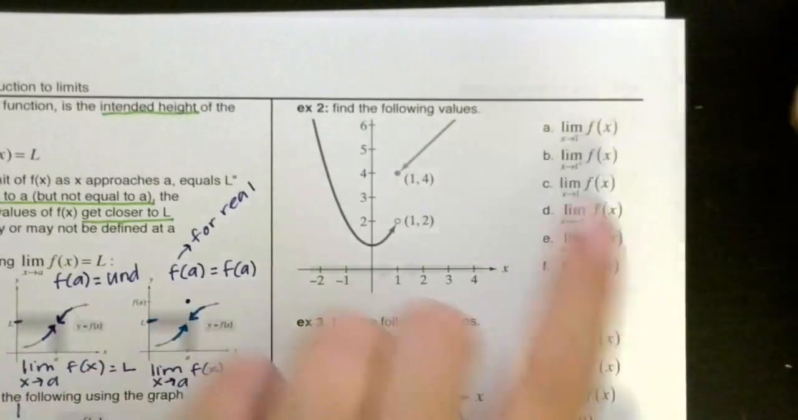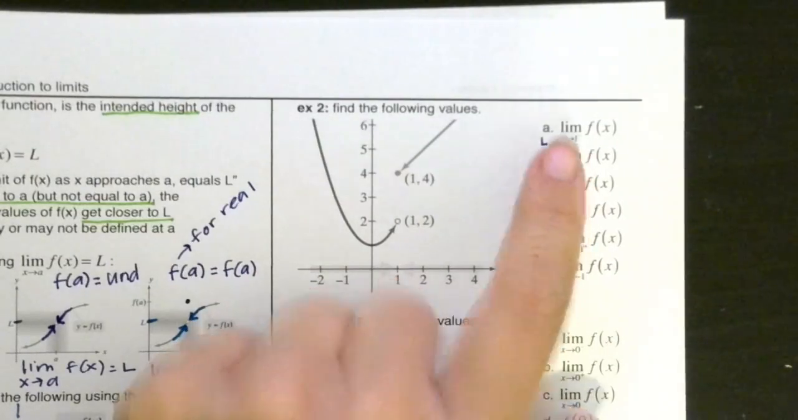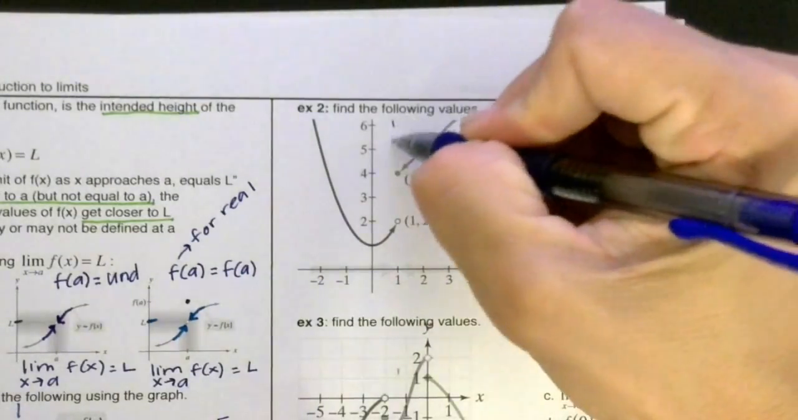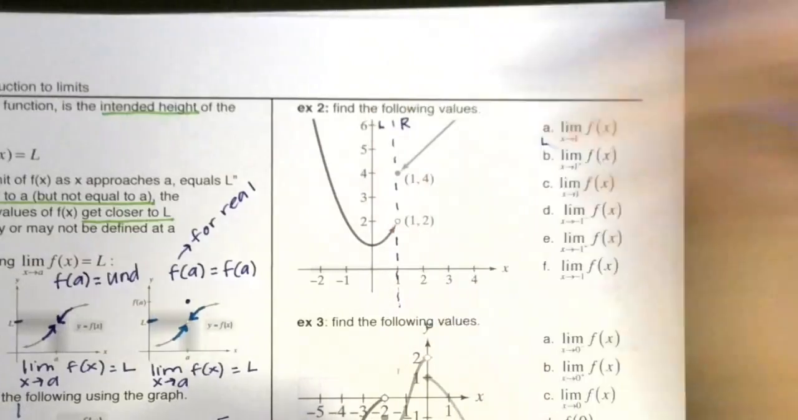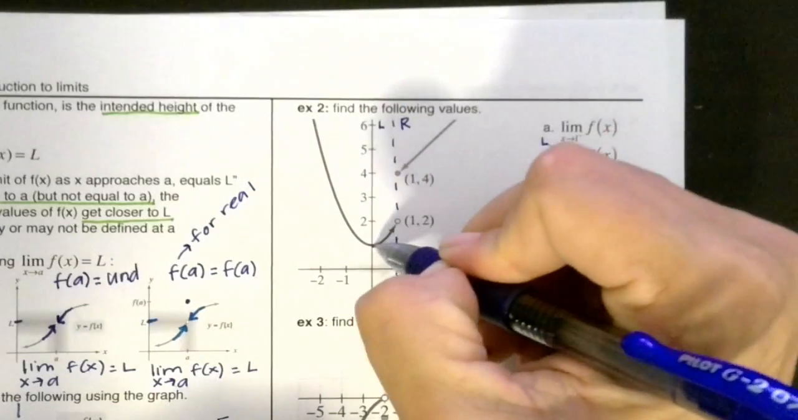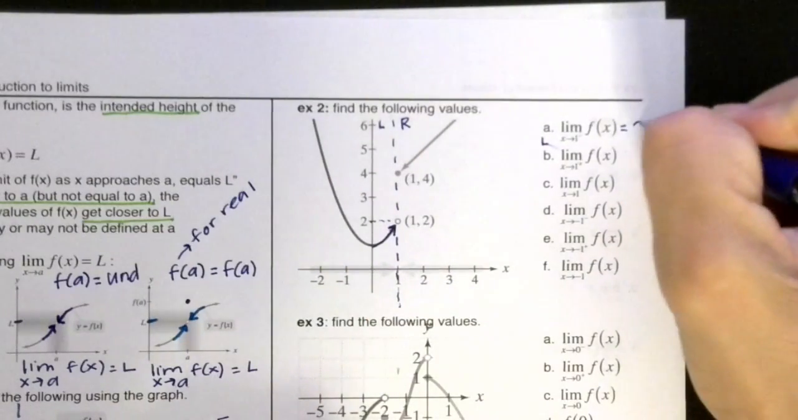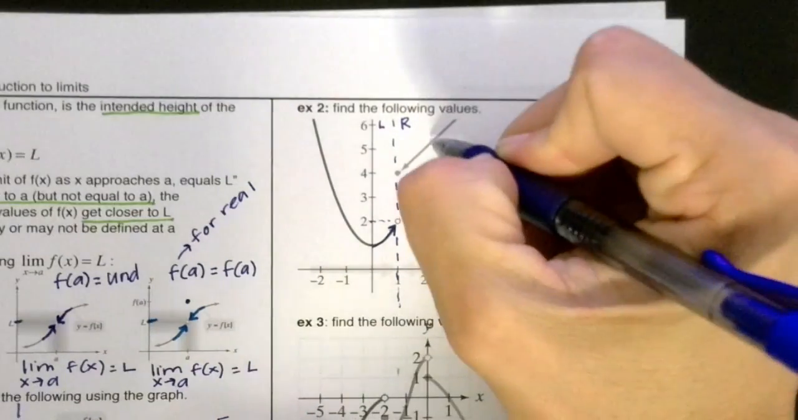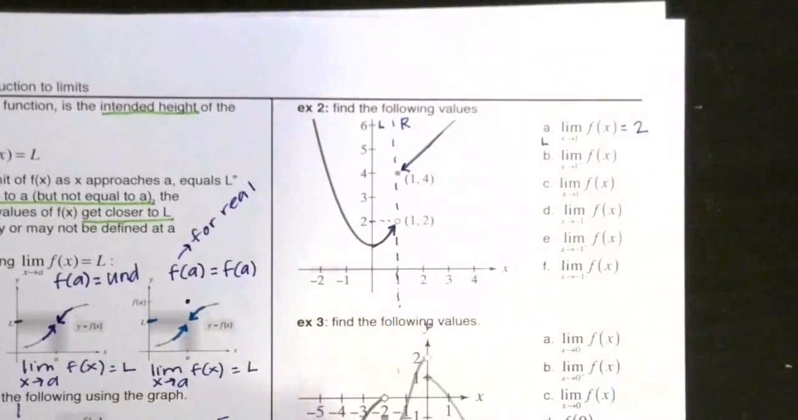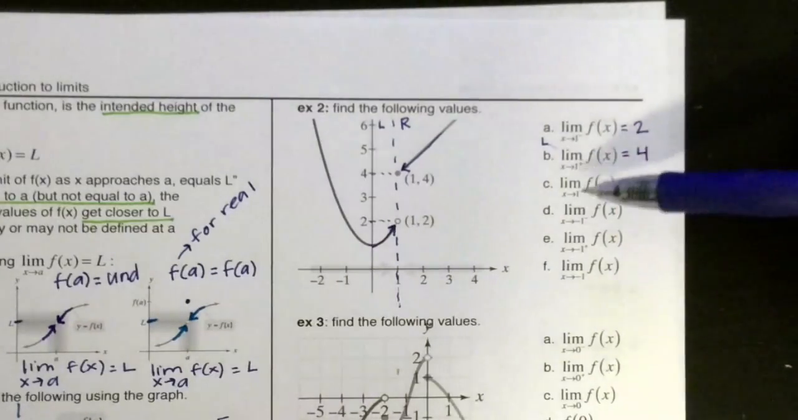All right, let's go up here. It says find the following limits. So this is going to be a left-hand limit as x approaches 1 from the left. Okay, so you go here. I always draw this, but it's not necessary. Some of you can do it without it. This is the left, this is the right. So as I get closer to 1 from the left, what is the intended height of the function? It's equal to 2. Now as I approach 1 from the right, that's this guy, as it's coming in, what's the intended height of the function? It's 4. So what is the limit at 1?